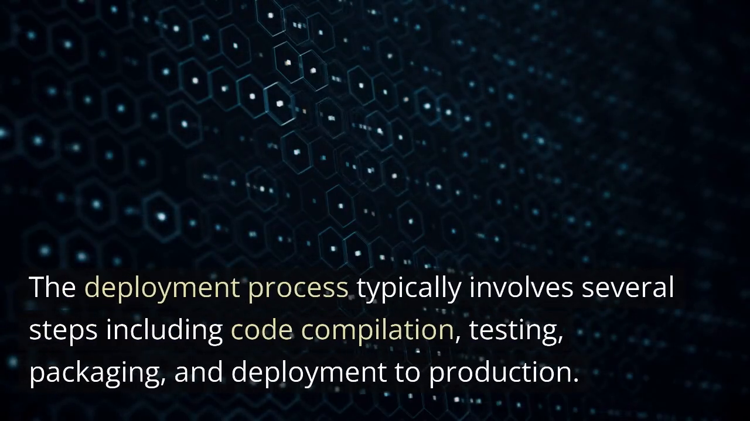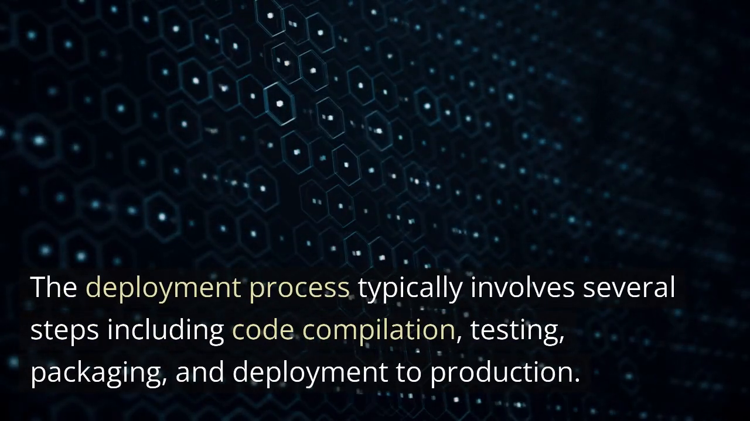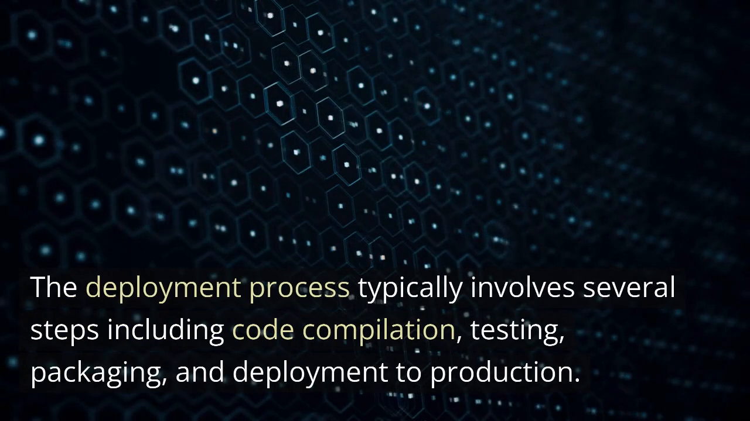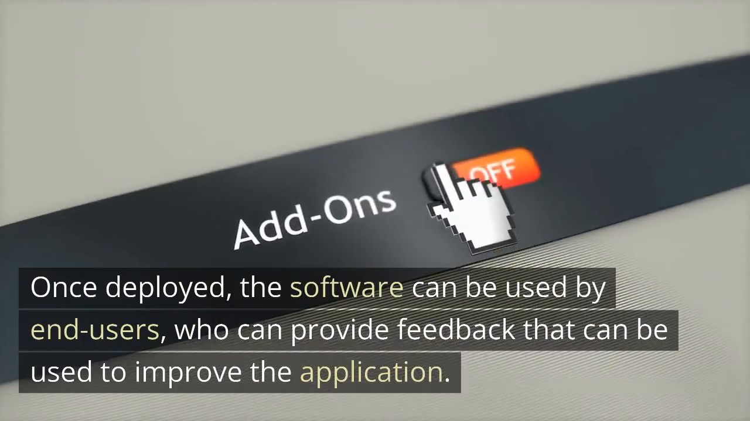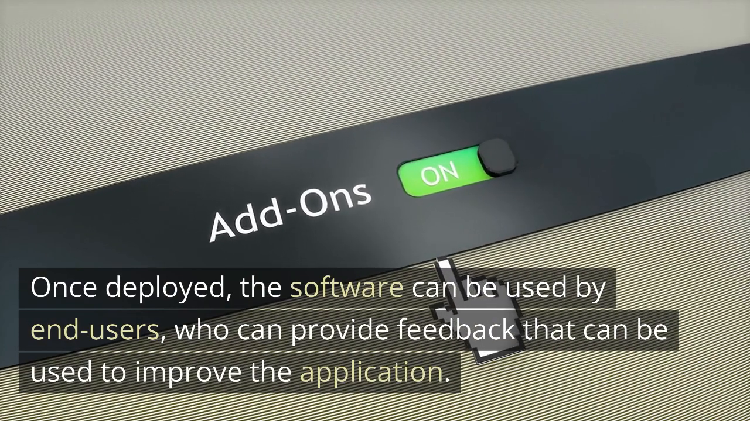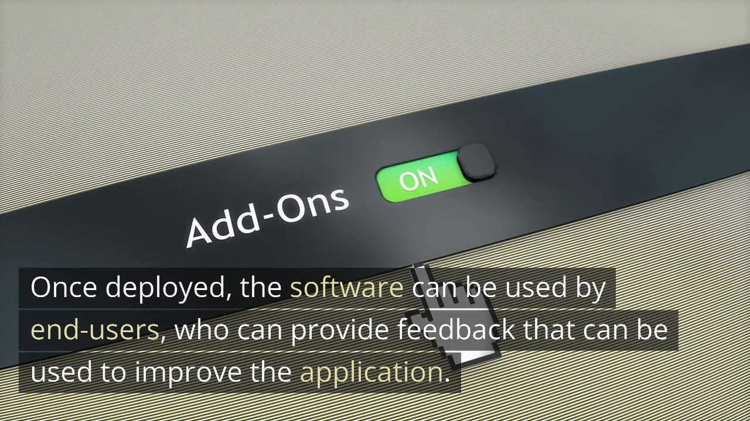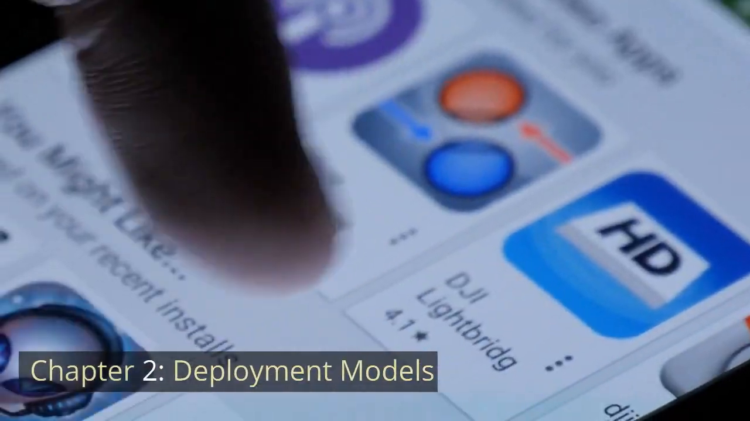The deployment process typically involves several steps including code compilation, testing, packaging, and deployment to production. Once deployed, the software can be used by end users, who can provide feedback that can be used to improve the application. Chapter 2: Deployment Models.